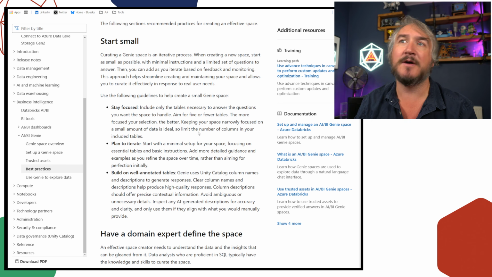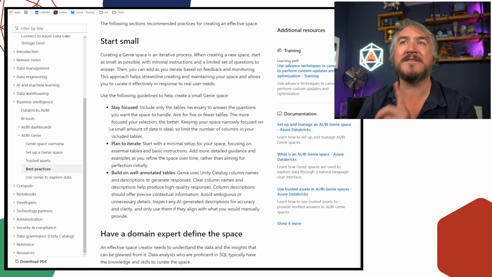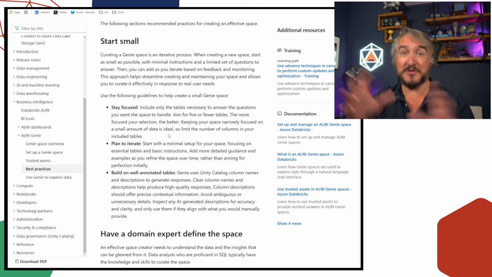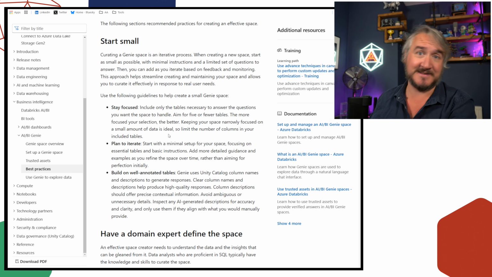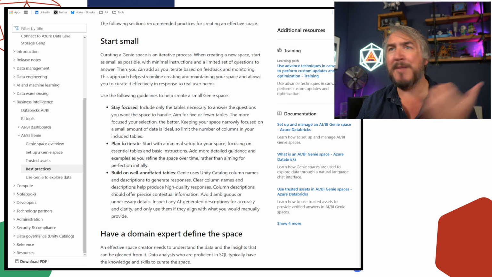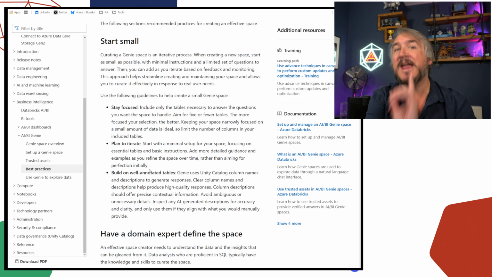So keep it focused, keep it on a small amount of data. When it says small amount of data, that does not mean number of rows. That means just a small number of data objects that can have billions and billions of rows in there. Planning to iterate, absolutely. This is an iterative process.